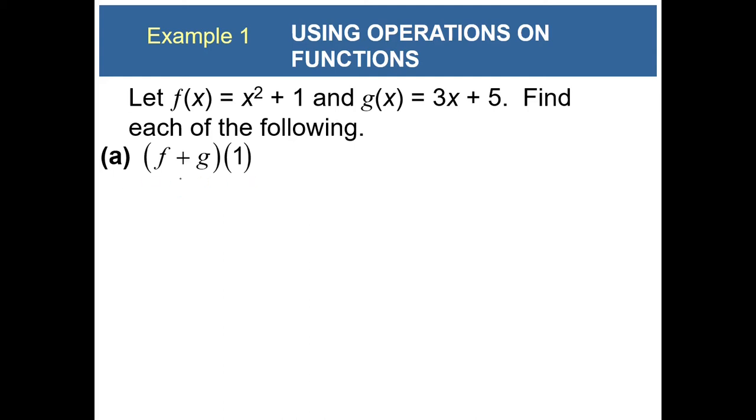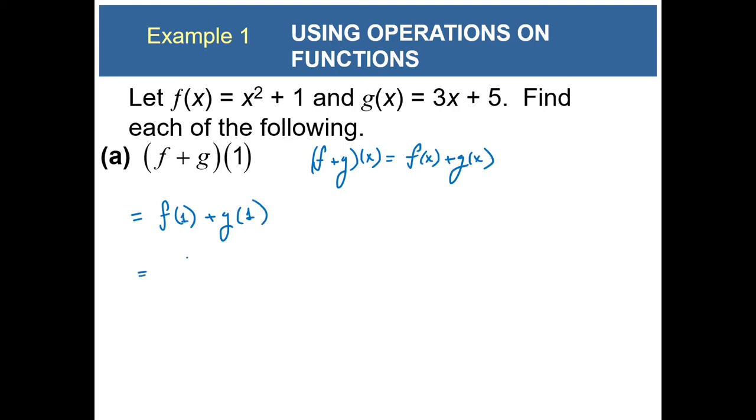So in part A, I want to substitute a 1 into f plus g and figure out what that value is. We'll start with the definition. F plus g of x means f of x plus g of x. So to do f plus g of 1, we'll plug in 1 for f, figure out what that value is, and then add g of 1.